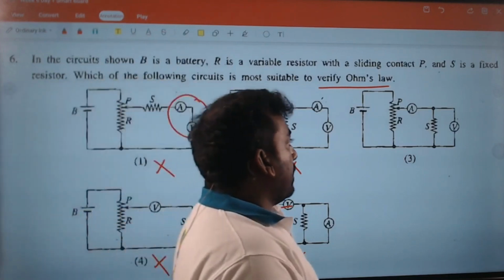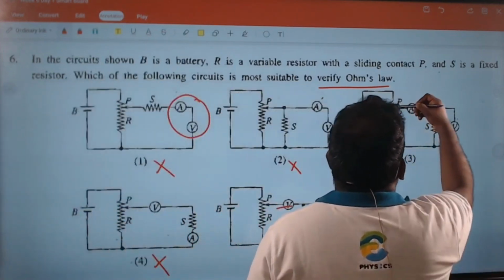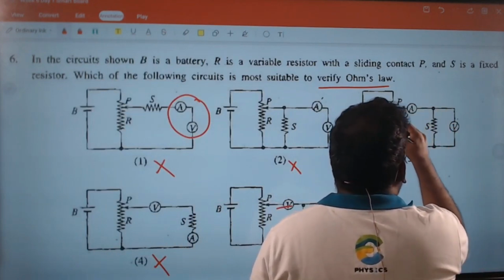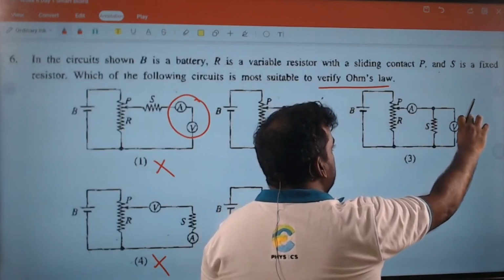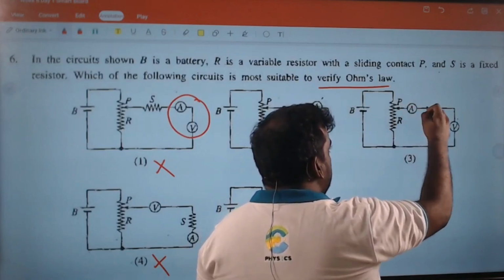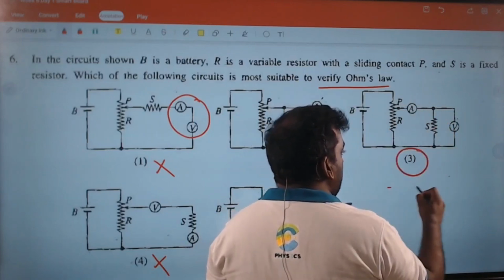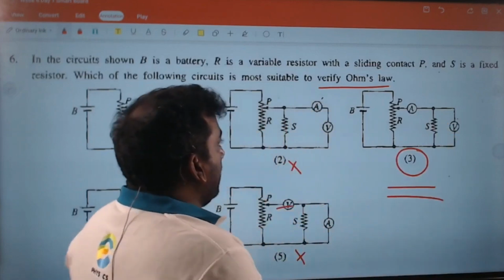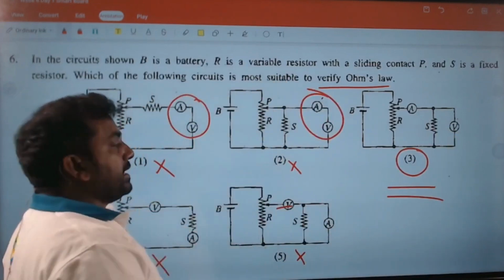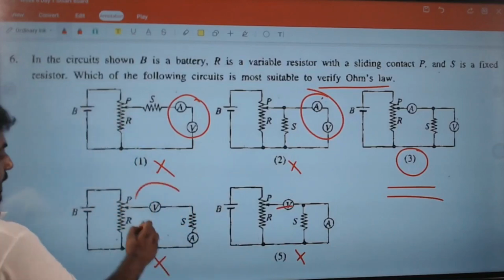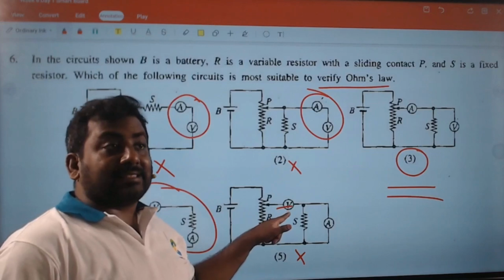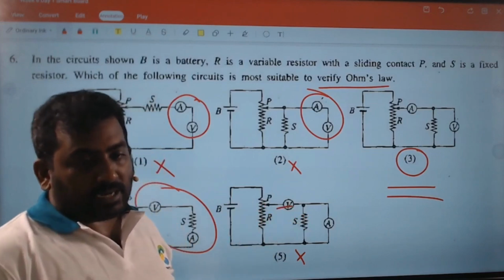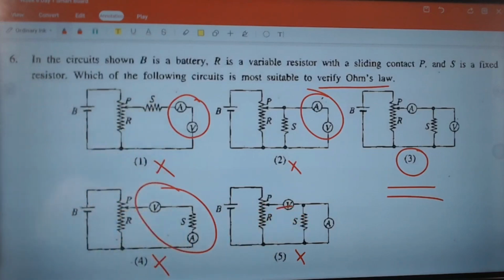So most suitably, if you look at this, when I change the slide here, the effective resistance will change, potential difference will change. Potential difference changes, current also will change. Most suitable is answer number 3. We never connect A and B in series, and voltmeter we never connect in series. Current will not pass through. Okay. So most suitable is answer number 3.